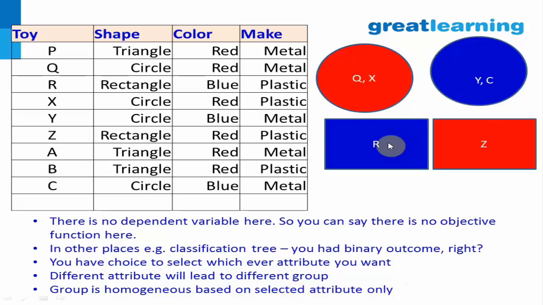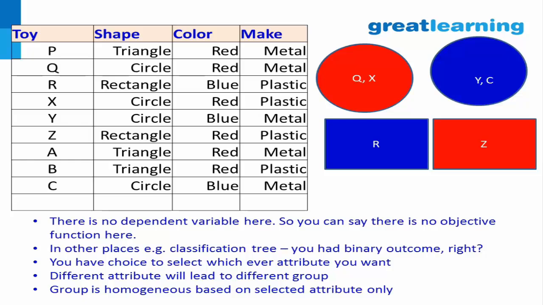Right now it is appearing quite homogeneous. This is circle as well as red, so Q and X are exactly similar. But the moment you take a third variable, for example for Q and X, you will say they are dissimilar because one is metal and another is plastic. So what I'm trying to say is that if you take a different attribute, you will get different groups. These groups are homogeneous based on the selected attributes only.